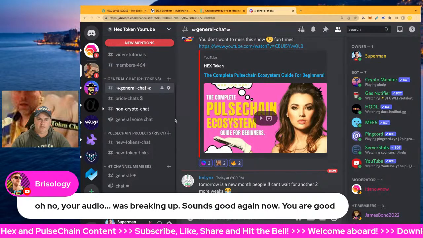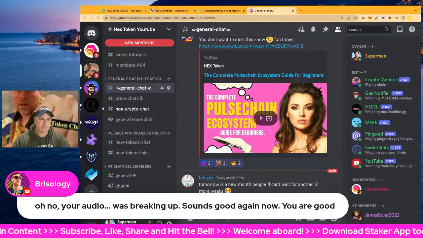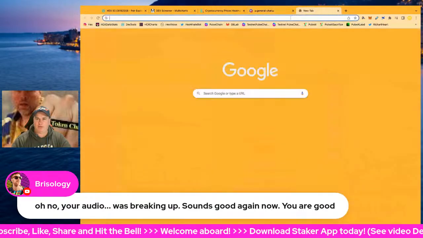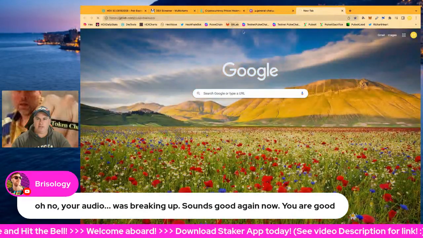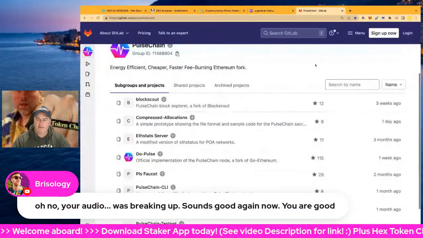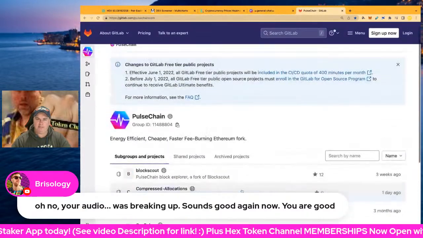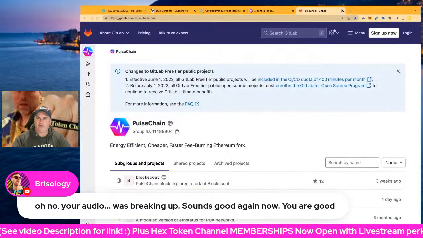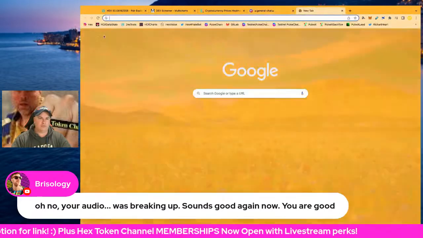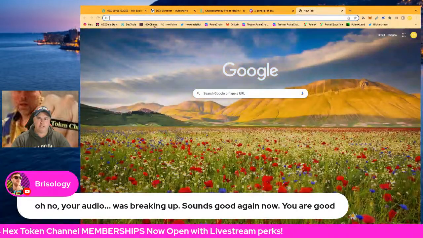All right, cool. That is where we're at this stage. We're up to 51 minutes. We're going to jump over to GitLab. There was a little update on GitLab for Pulsechain 16 hours ago. They had an update on the testnet page there, but apart from that, we haven't seen a lot of other stuff there.